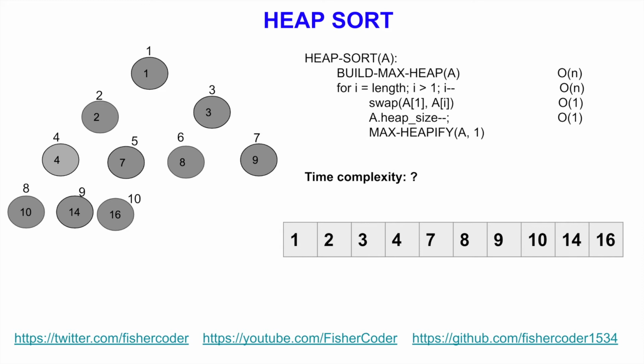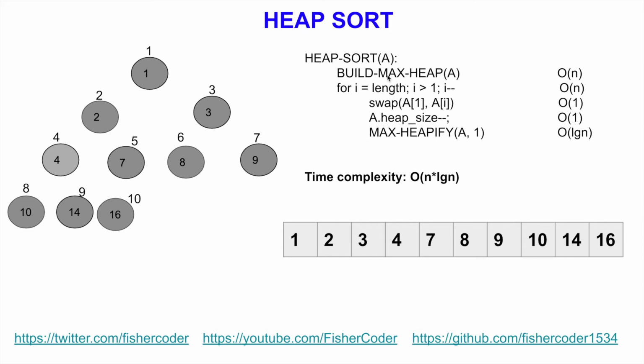Now, max-heapify, if you recall, is proportional to the height of the tree, which is proportional to the logarithm of the number of nodes. That's going to be O(log n), right? And then this is going to give us the entire time complexity of heap sort. What is it? It's going to be O(n) times log n.